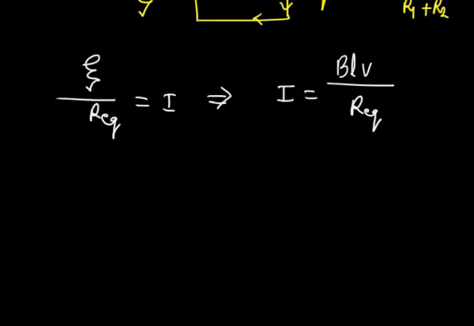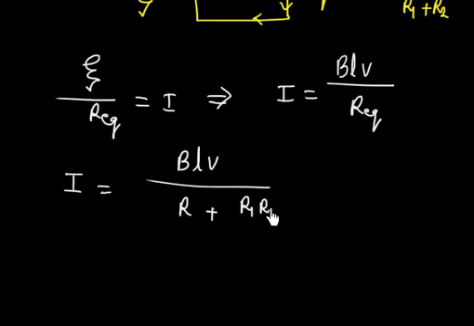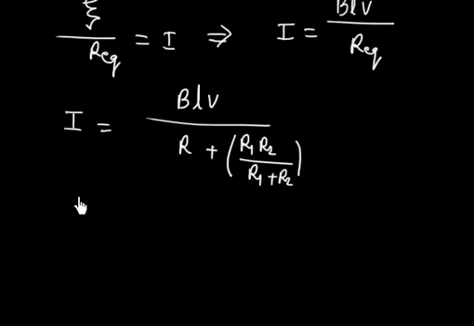What is the current through the connector is easy. Same thing: I equals BLV by R equivalent, and R equivalent I know is R plus R1R2 divided by R1 plus R2. Are you getting or not? So this is the current through the connector, so an easy one. Are you getting? So this is the easy part.